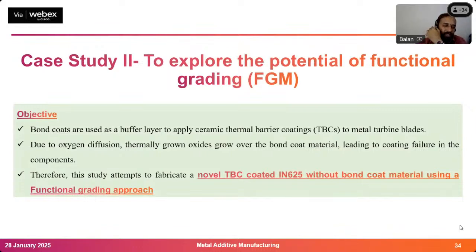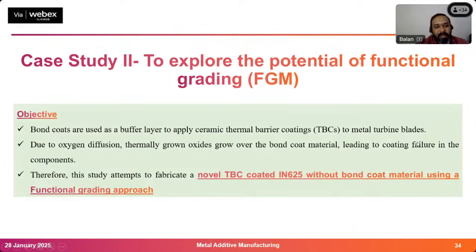So this is another research, done by one of my MTech students. It's very difficult to make with additive manufacturing, but we tried to do it. We planned to deposit, let's say, yttria stabilized zirconia or some ceramic on top of the Inconel. Bond coats are used as a buffer layer for the ceramic thermal barrier coating on the metal turbines, as I told you in the previous slide. Due to oxygen diffusion, thermally grown oxides are there that will lead to coating failure.